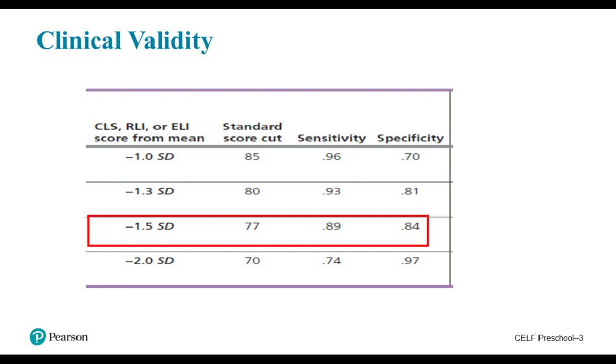The sensitivity and specificity values indicate that the CELF Preschool-3 is a good tool for identifying children with a possible language impairment when used in conjunction with other measures. The cut score of 77, at negative 1.5 standard deviations from the mean, results in the best balance between sensitivity and specificity measures. So this is the optimal cut score. Using this cut point resulted in a sensitivity of 0.89 and a specificity of 0.84. The children in this sample who were identified with a language impairment most commonly had impaired morphology and syntactic language structures.